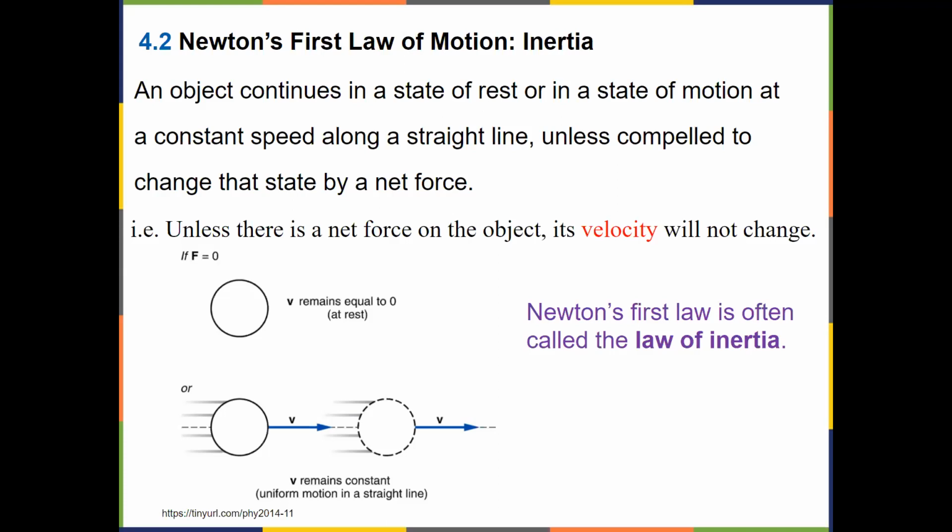If it's at rest, it remains at rest. If it's moving with a constant velocity, it remains with that constant velocity. It's also called the law of inertia, which gets the idea across by saying the object is lazy. If there's no external force on it, it will not move. Just like us, right? We are lazy if we are not forced to do something, right?